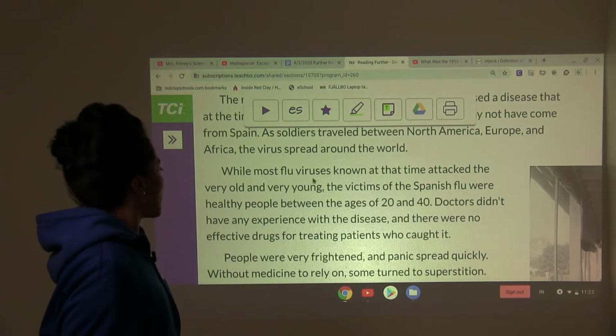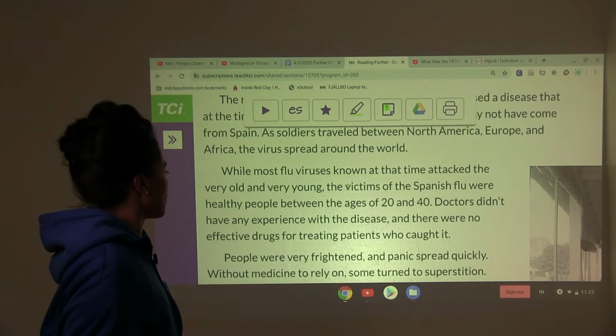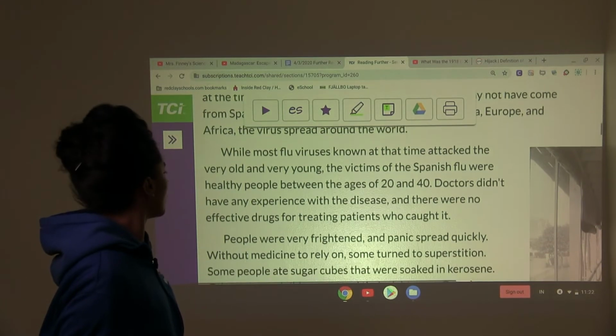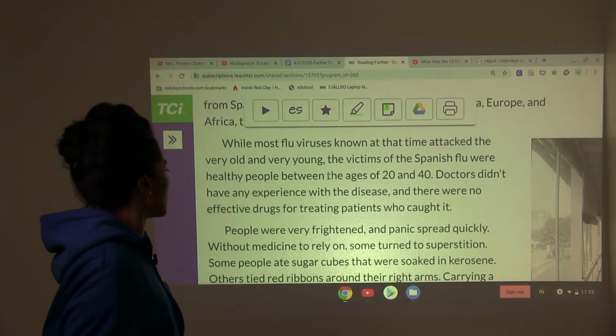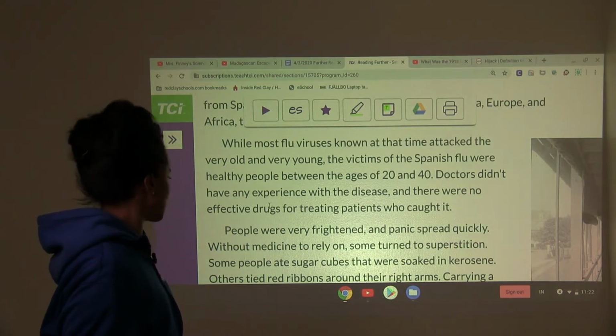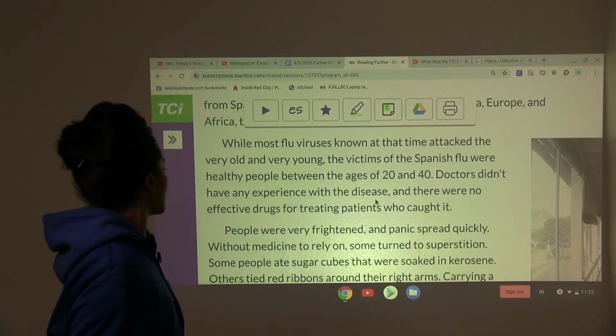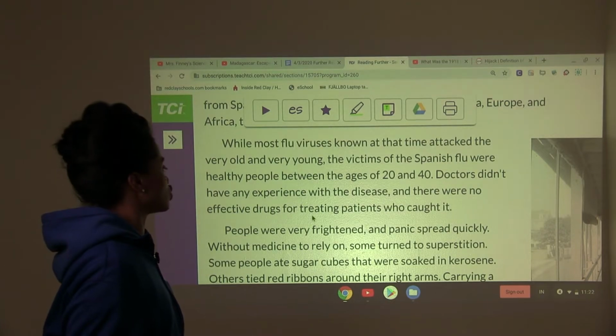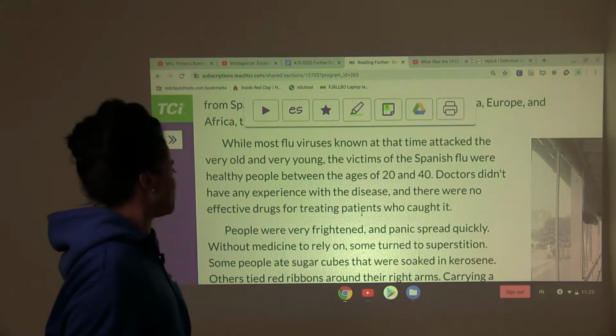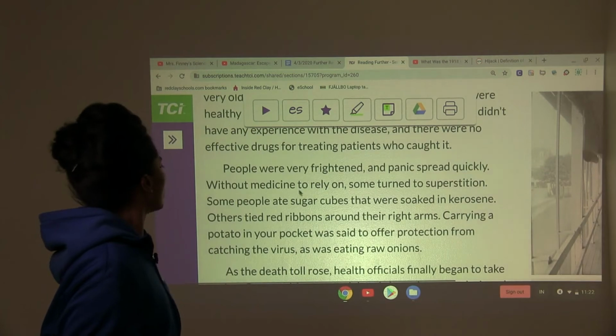While most flu viruses known at that time attacked the very old and very young, the victims of the Spanish flu were healthy people between the ages of 20 and 40. Doctors didn't have any experience with the disease, and there were no effective drugs for treating patients who caught it. People were very frightened, and panic spread quickly.